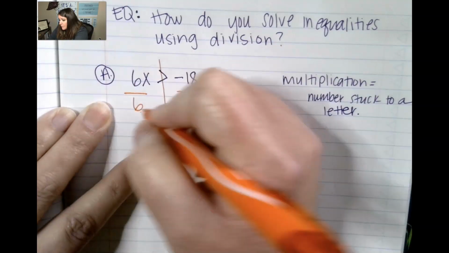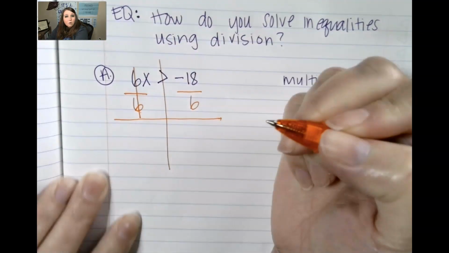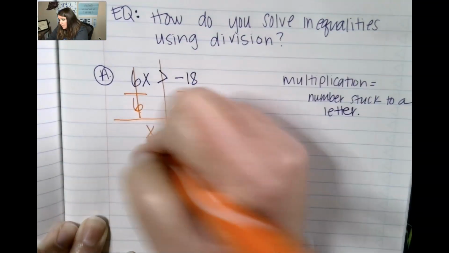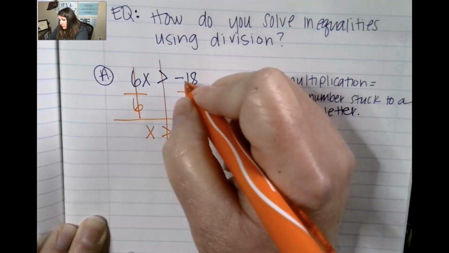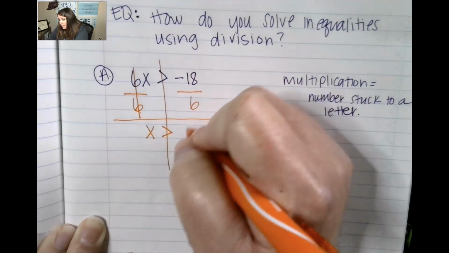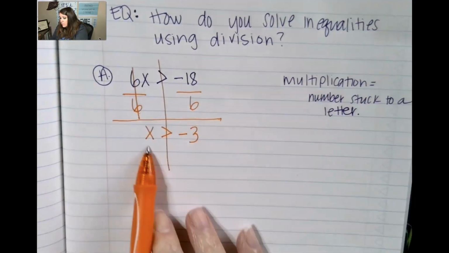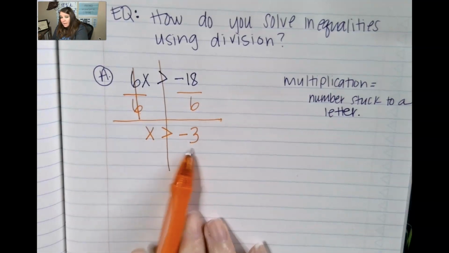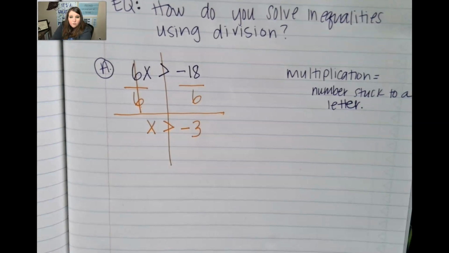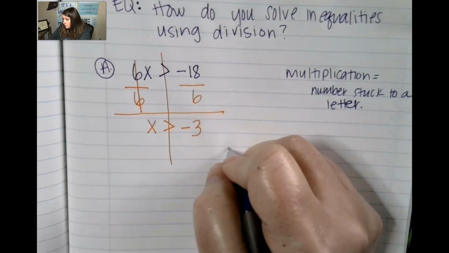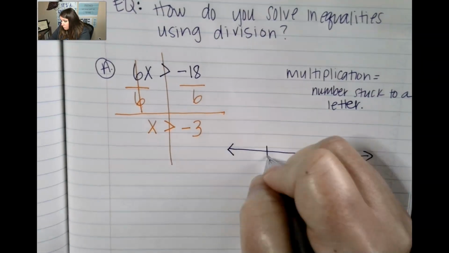So I'm going to divide by 6 and divide by 6. This makes this go away and gives us 1x is greater than negative 18 divided by 6, which gives us negative 3. So 1x is greater than negative 3. So all of our options for answers to this problem have to be greater than negative 3.